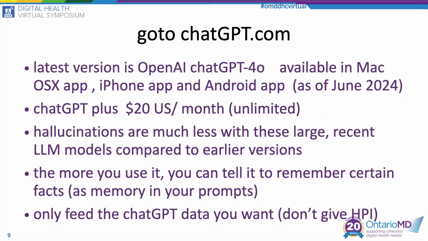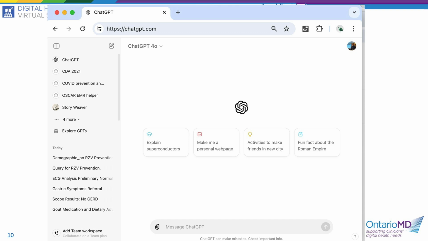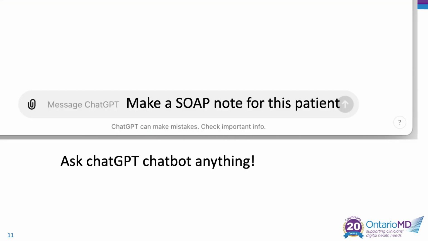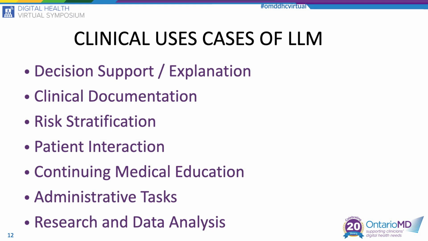You just go to chatgpt.com. I pay for ChatGPT because I find it's a little bit better than the free version. It's about $20 US a month, which is about $32 Canadian. So you get this very simple, sort of like Google interface, where you type the message in the message box below and ask it anything. These are the several use cases I use ChatGPT for in my daily practice. So I will go through some of them today.